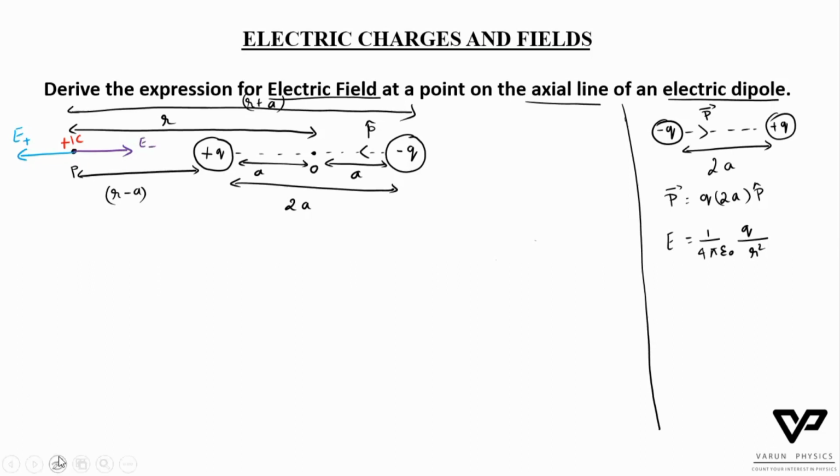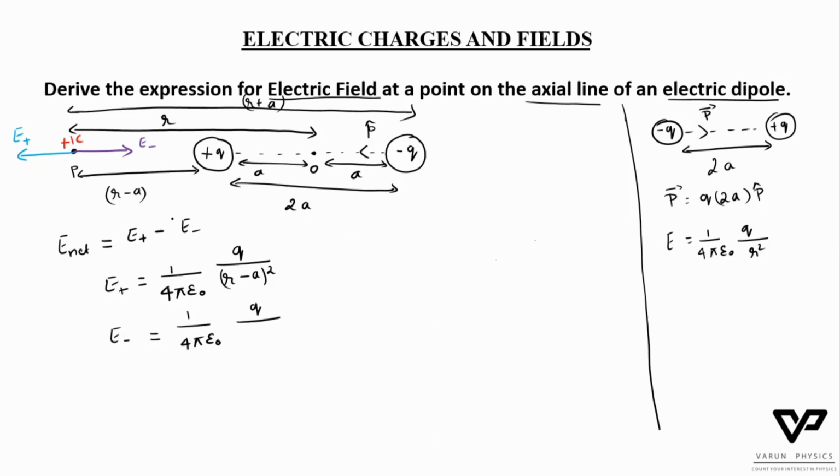Now for the net electric field, the total electric field means one electric field is going towards the right and the other is going towards the left. Therefore, the total electric field E net is equal to E plus minus E minus. E plus is equal to 1 by 4 pi epsilon naught, q divided by (r minus a) whole square. Similarly, E minus is equal to 1 by 4 pi epsilon naught, q divided by (r plus a) whole square, since from P to minus q the distance is r plus a.